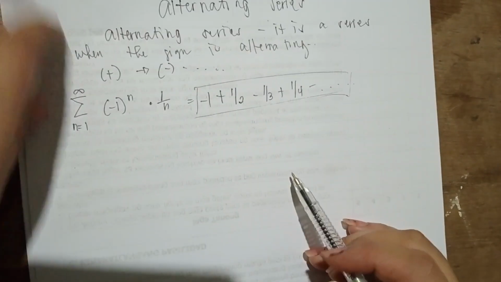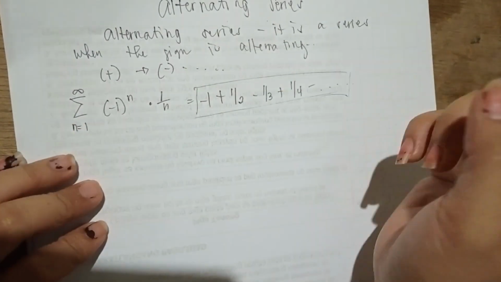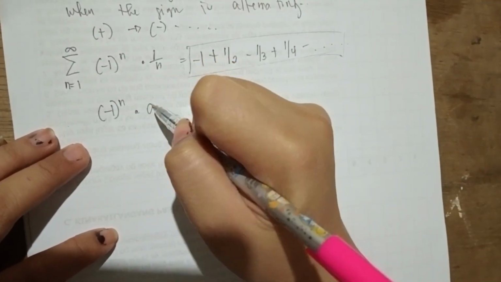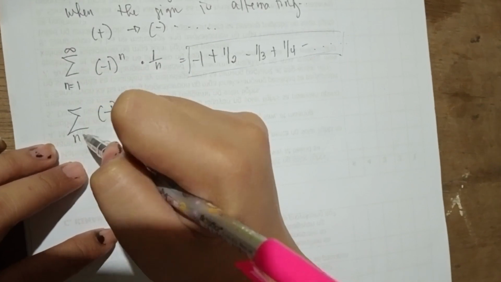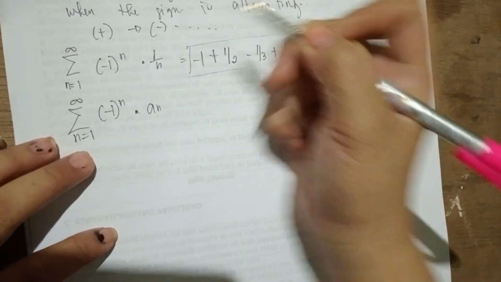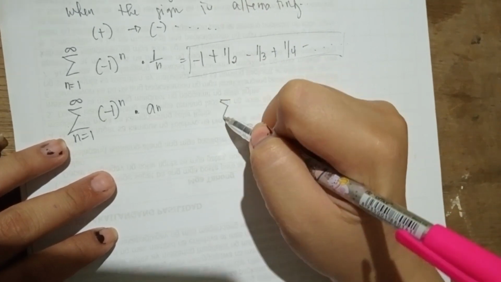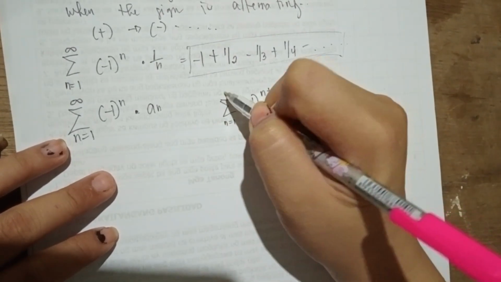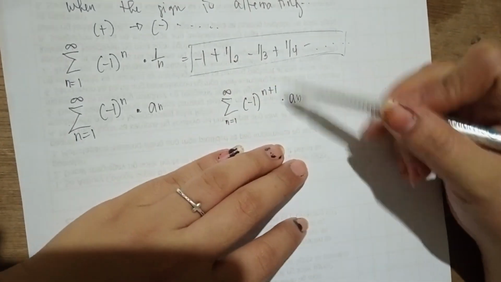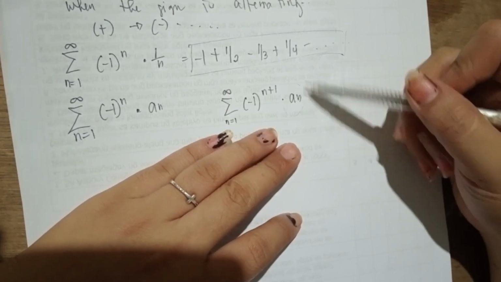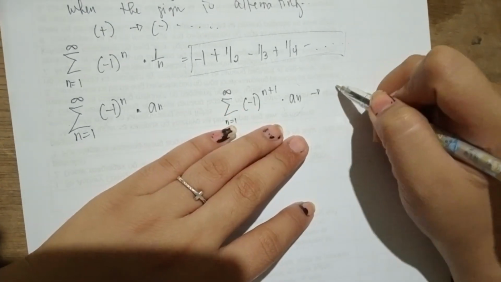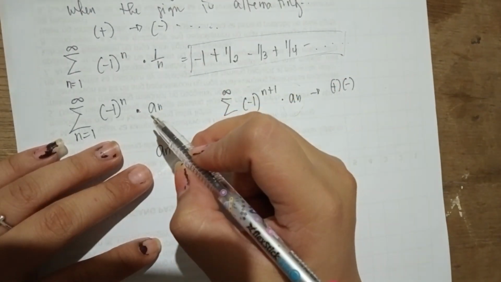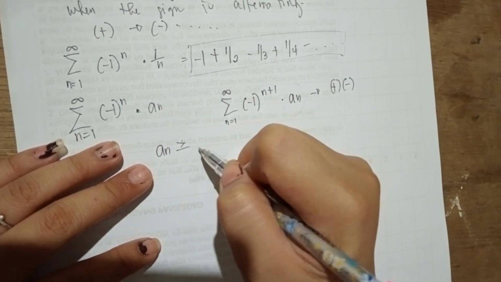So, ano ba exactly yung alternating series? First, we need to have a series. So, we can have here summation of negative 1 raised to n times an from n is equals to 1 to infinity. Or, pwede rin in a form of summation of negative 1 raised to n plus 1 times an from n is equals to 1 to infinity, wherein itong an natin ito yung magsasabi kung anong sign yung gagamitin natin, if it is positive or negative. And then this an is greater than or equal to 0.